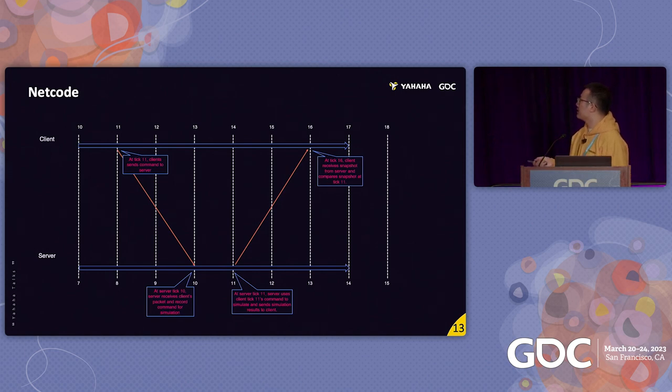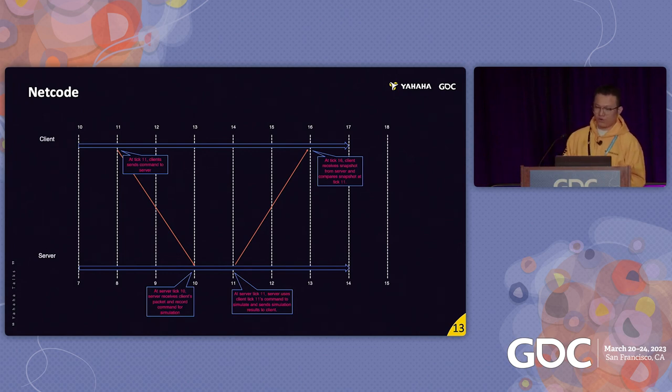So at client tick 16, or maybe sooner or later, the client receives the snapshot from the server and compares it with its own result at tick 11. After verification, if the server simulation is the same as what has been calculated on the client, then it's fine. The client just keeps doing the prediction, and the whole system is good. Otherwise, it applies the snapshot received from the server at tick 16 to the 11th tick, and replaces all the calculations from frame 11 to the current frame 16.